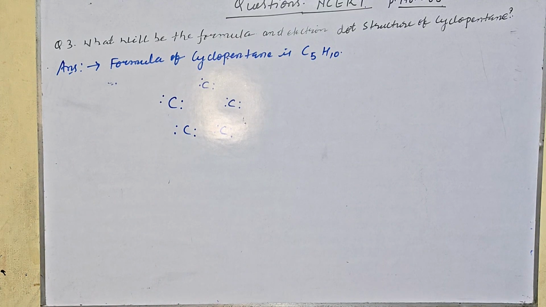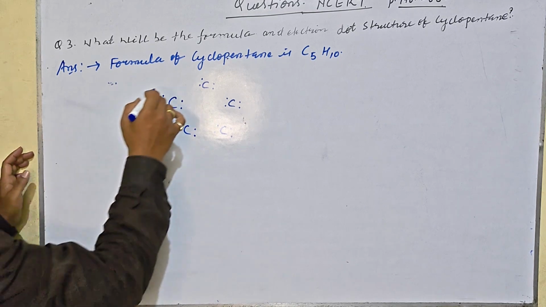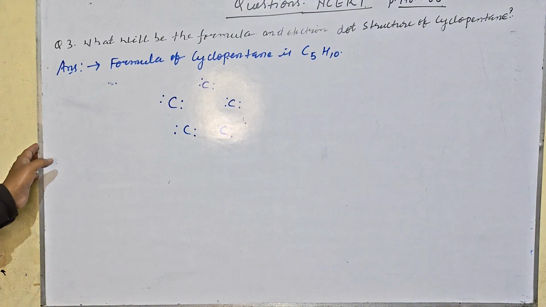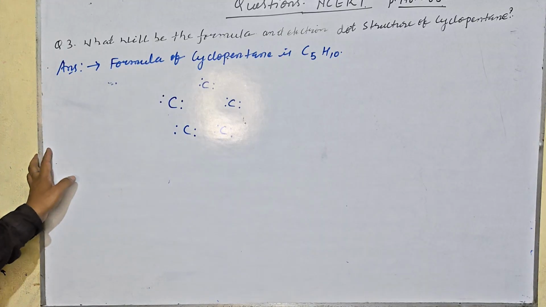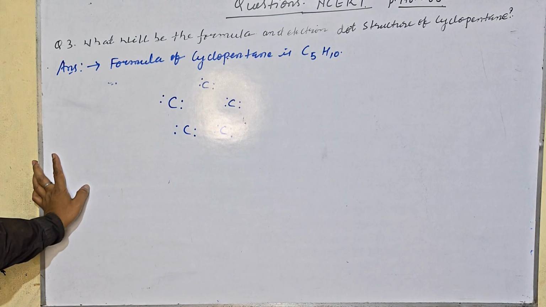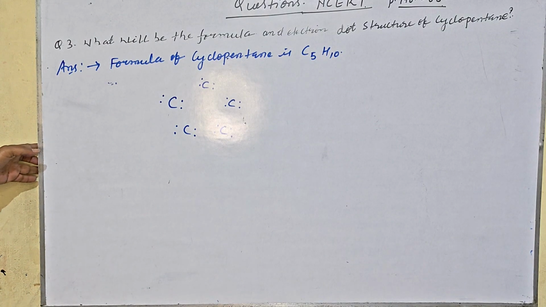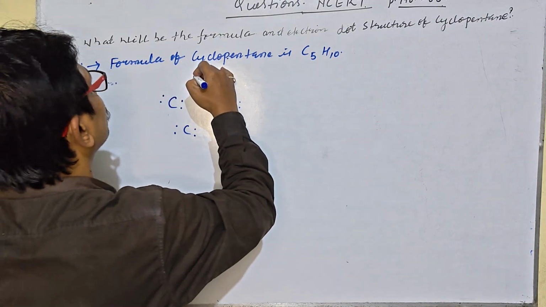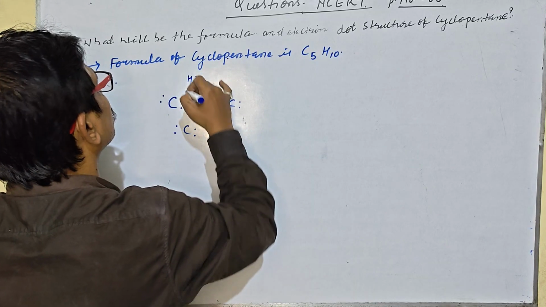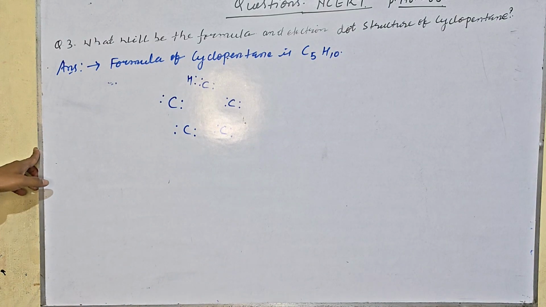Is it clear? After that, attach the carbon with the hydrogen, because H is 10. First, just to make it clear, the attachment of hydrogen to carbon: there are two hydrogens with each carbon atom. Sorry for that.